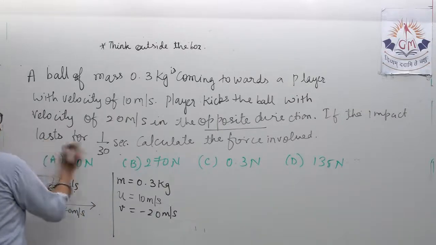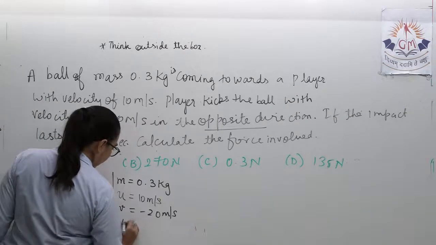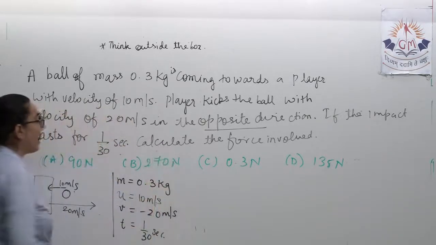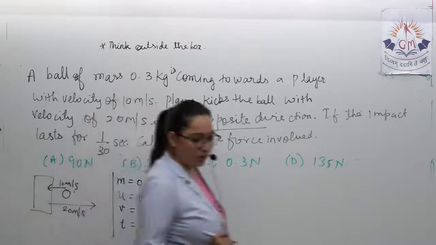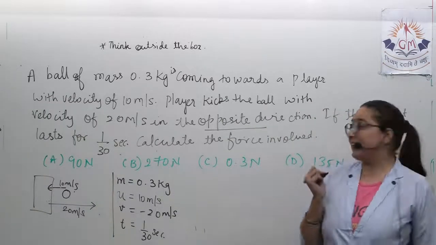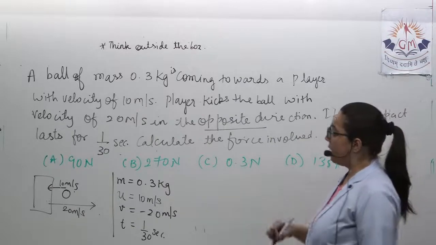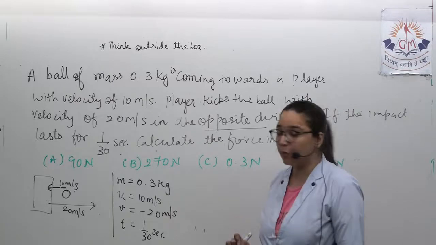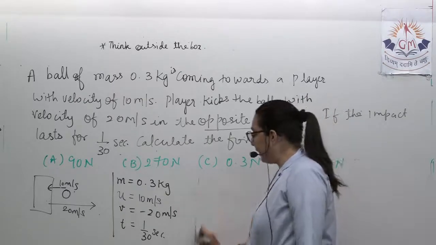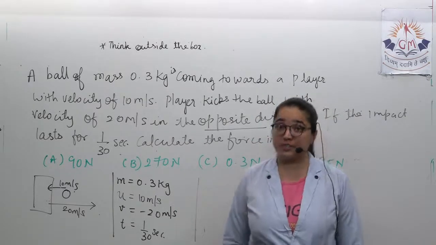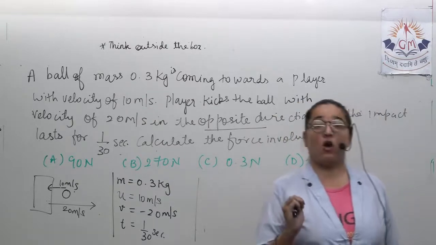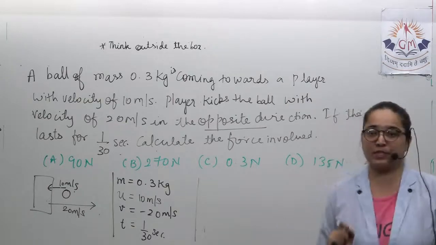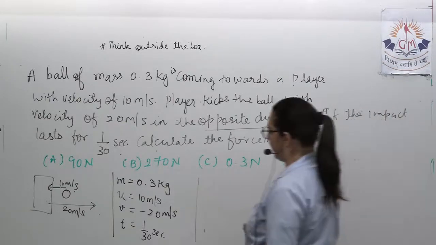If the impact is lasting for 1/30 seconds, that means t is 1/30 seconds. Calculate the force involved. Now how can you calculate the force if mass, initial velocity, final velocity and time is given to you? You just have to simply apply Newton's second law of motion, that is force is equal to rate of change in momentum. So the same I am going to apply.